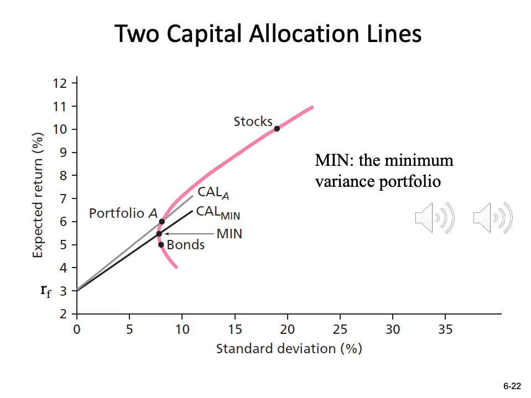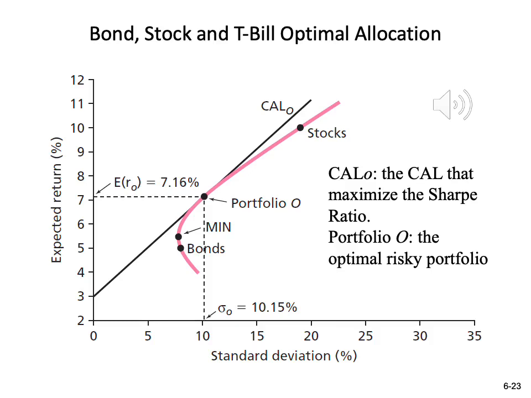So you can do this exercise as many times as you like. Each time you pick a portfolio and connect that with the risk-free asset, you get a different capital allocation line. Which one is the best? The best capital allocation line is the one that is tangent to the investment opportunity set. So the tangent point is our portfolio O, which is the optimal risky portfolio. The optimal capital allocation line maximizes the Sharpe ratio of the complete portfolio.